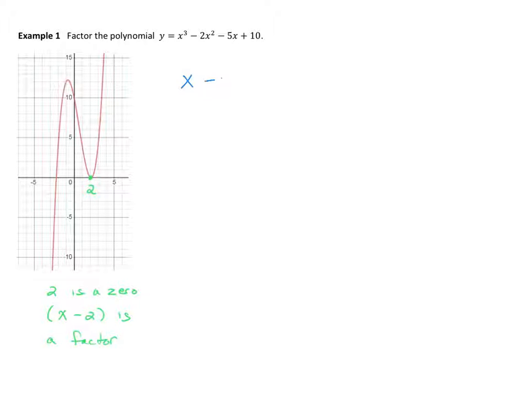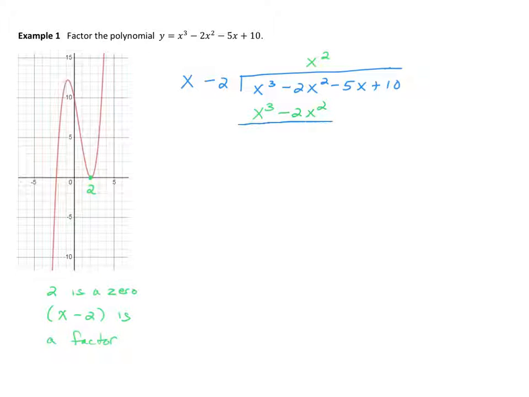That is, I have x minus 2 being divided into x cubed minus 2x squared minus 5x plus 10. So to start with, I want to cancel this x cubed, and I see I have an x here. This means I have to multiply by x squared. When I do, x squared times x is x cubed, so that's perfect. But then, x squared times negative 2 gives me negative 2x squared. If I take the difference of these two things, I actually get 0.